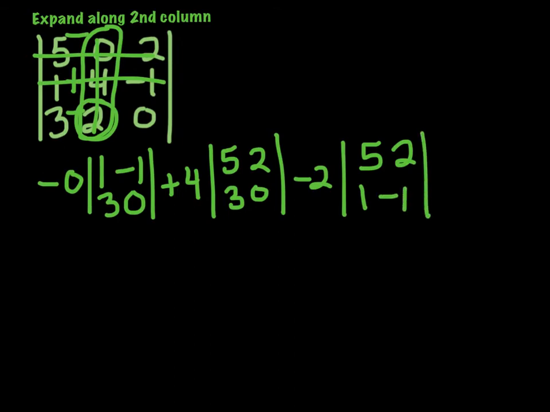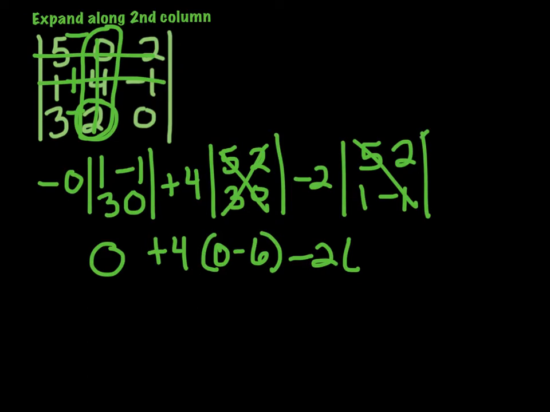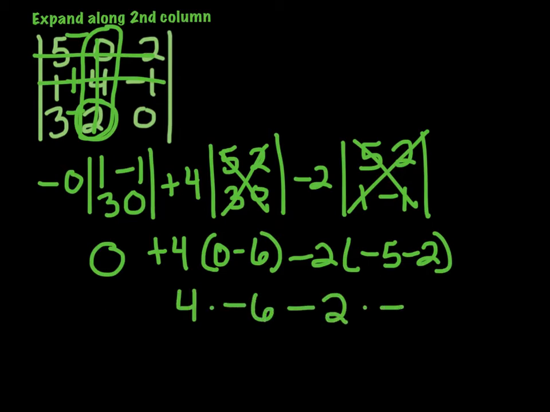So when I multiply that out, I have minus 0 times anything is just 0. I'm just going to write 0. Plus 4 times cross minus cross would be 0 minus 6. Minus 2 times cross minus cross would be negative 5 minus 2. So I have 4 times negative 6 minus 2 times negative 7. So 4 times negative 6 is negative 24. And then I'm going to end up adding 14. Negative 24 plus 14 is negative 10.